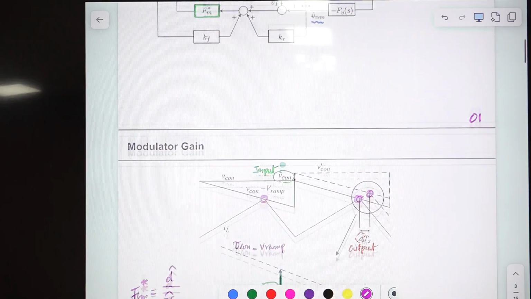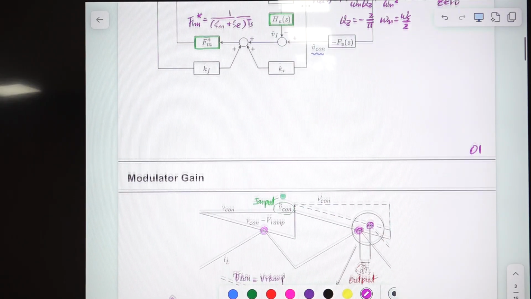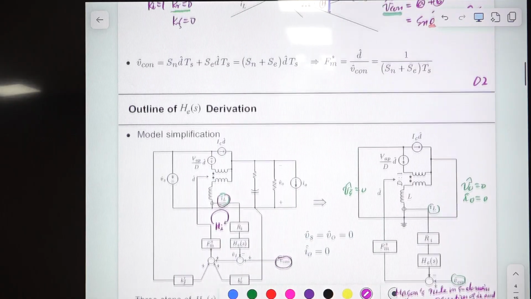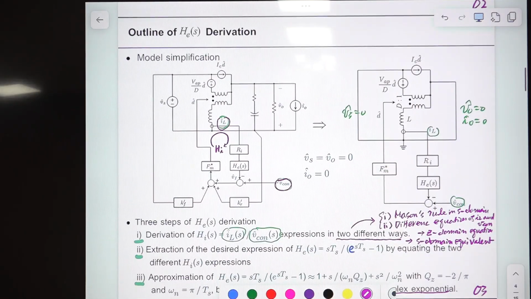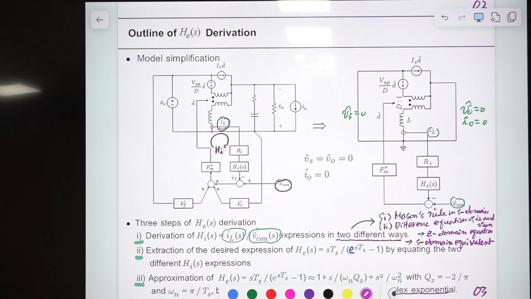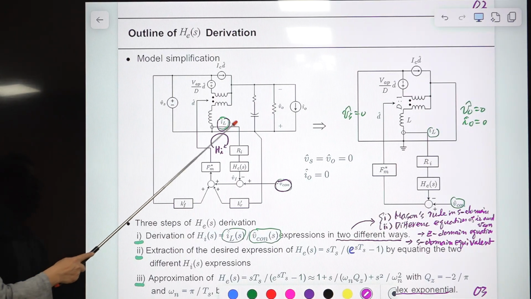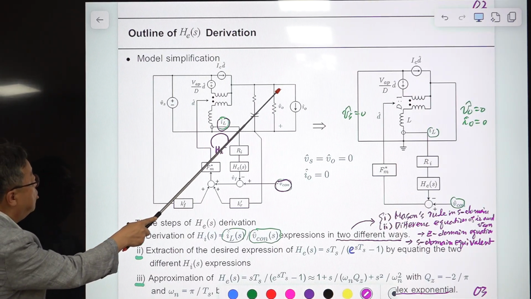All right, so we finished this Fm prime derivation, and the HES derivation is a little bit complicated, so you need to understand the procedure, okay? There are 3 steps of deriving this, and this is the block diagram representation of the small signal model. So this input is grounded. No, oh, HES, this is the input. It's coming from the input. And this is the output.